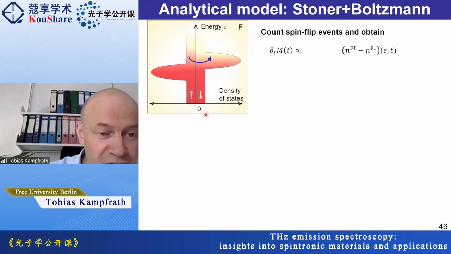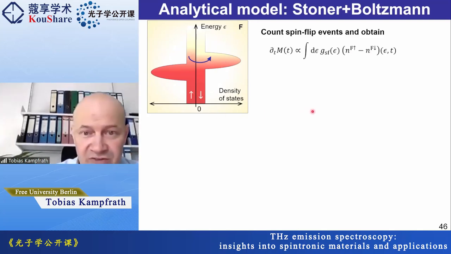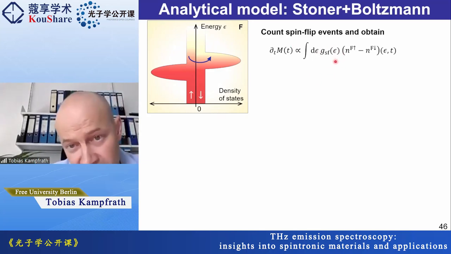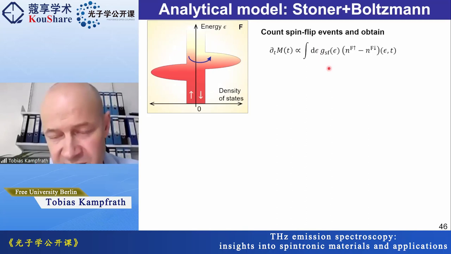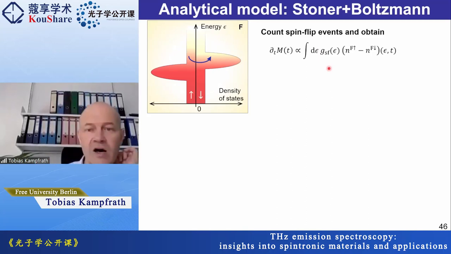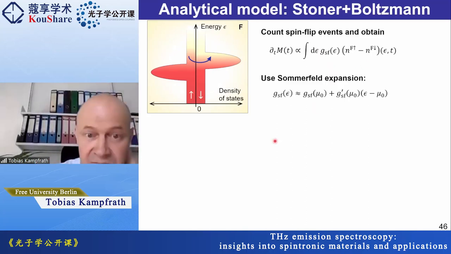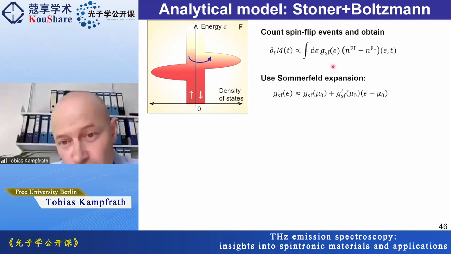But of course, we need to integrate this over all possible energies of the electrons, and that's why we have this integral here. And also importantly, this integral has a weighting factor, which depends on the density of states and also on matrix elements and other microscopic details. Okay, this is what we get for the ultrafast demagnetization, but this is still too complicated.